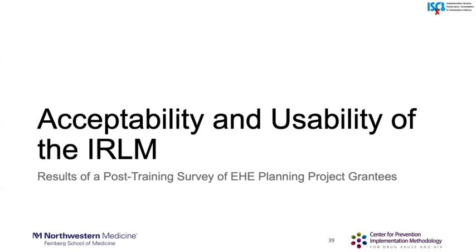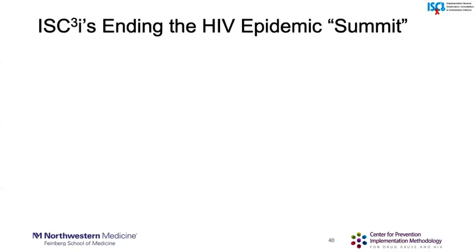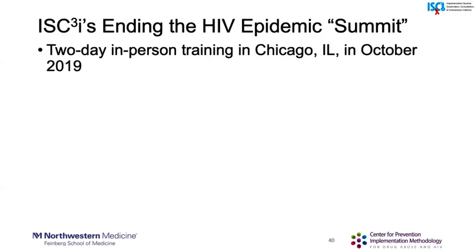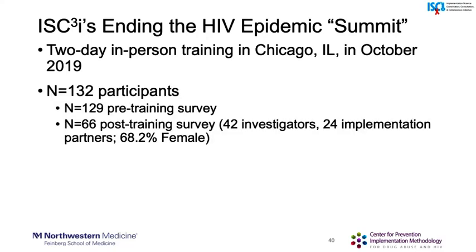And these are results from a post-training survey to the EHE planning project grantees. So this was a 2-day in-person summit or training that we had in Chicago last October. There were 132 participants, 129 of which completed a pre-training survey, and then 66 completed a post-training survey, and that's who we'll focus on today. So of those 66, 42 were the investigators, and 24 were implementation partners, and there were 68% female reporting.